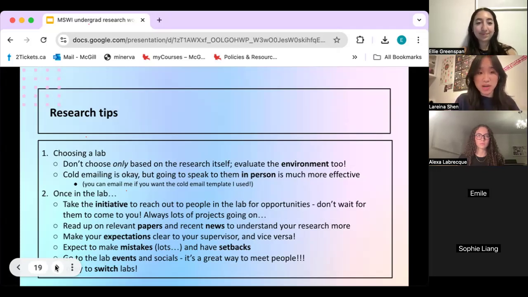Once you're in the lab, take the initiative to find opportunities. They're not just going to come to you. You have to actually look for opportunities and ask for them. For example, with Dr. Bub, if I didn't reach out to him, I never would have been able to code. I was looking and seeing what projects were going around in the lab, and then I saw that project and I was interested, so I reached out to Dr.